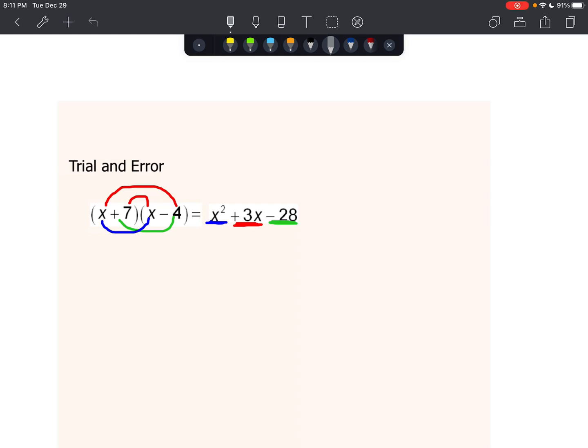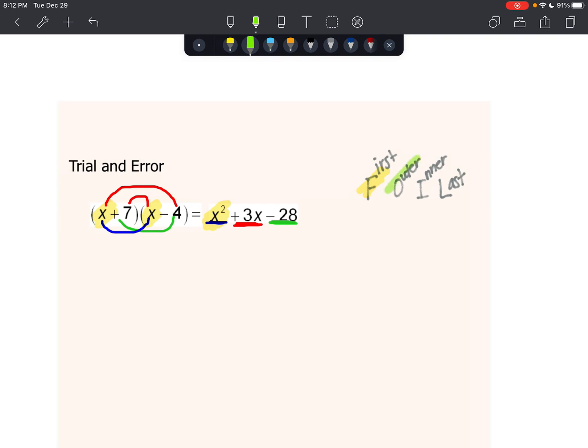Now, trial and error comes from what we call FOIL. So the first terms first, and then we have outer, and then inner, and then last. So our first terms are the first terms in each binomial. This is when we have two binomials that we're multiplying together. And that's how we get the first term in the trinomial.